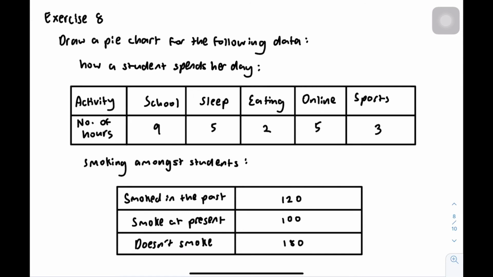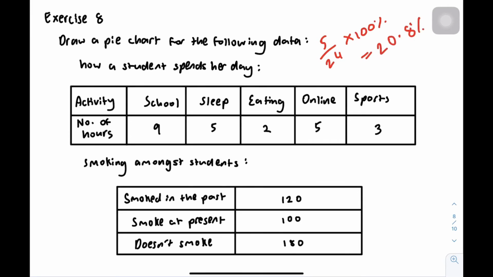Exercise 8. Draw a pie chart for the following data. Number 1, how a student spends her day. So let's just take a random column. Let's go for sleep. This student gets 5 hours of sleep per day. So 5 out of 24. You can add it up to verify, but there's 24 hours in a day. So 5 out of 24, to get the percentage, you multiply that by 100%. And you are going to get around 20.8%.